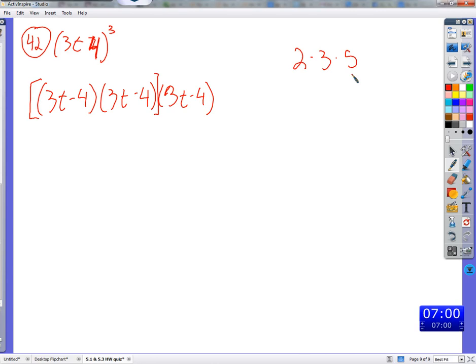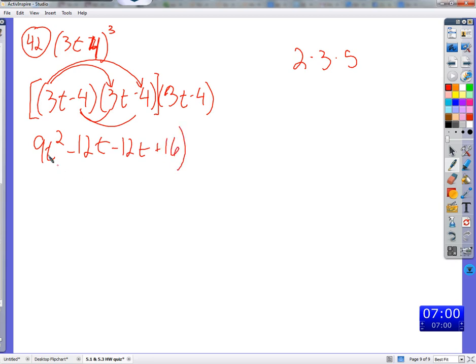Alright, so, talking to myself. That's okay. Talking to yourself is just fine. 9t squared minus 12t. Distribute that 3t to both of these. And then negative 12t again, plus 16. Now remember, we're going to take the result of this and multiply it by this, the whole thing, the whole result of this thing. Let's put together like terms first.